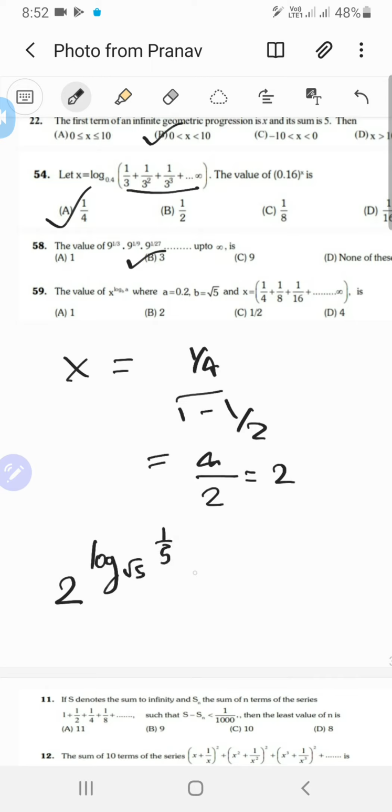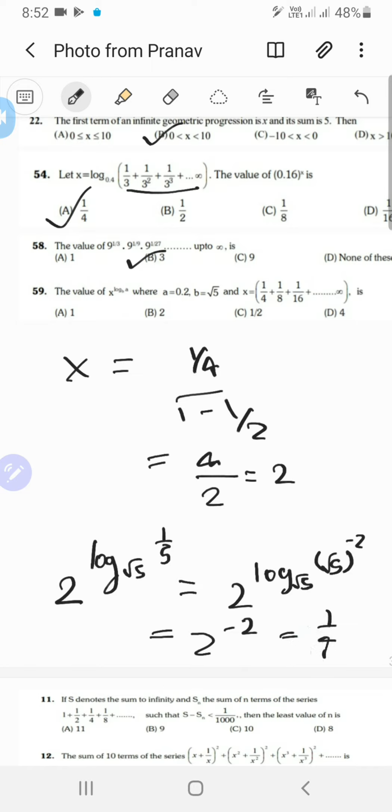Wow. Okay, this is supposed to be 2 to the log base root 5 of root 5 raised to the negative 2 power. This is supposed to be 2 raised to the negative 2 power, which is 1 by 4. Yeah, is this correct? Wait, see this once again. It's supposed to be 2, I think.